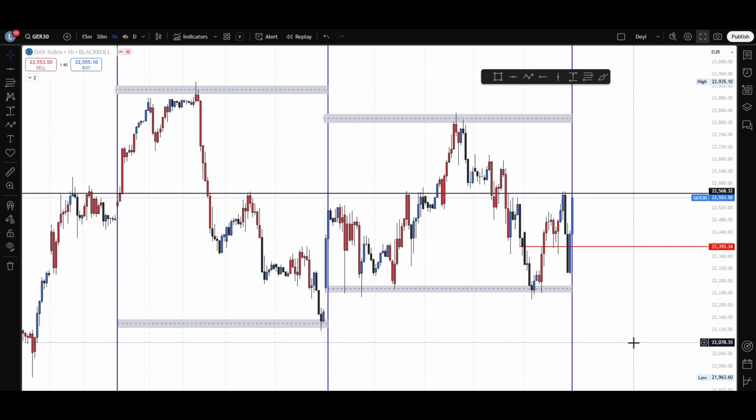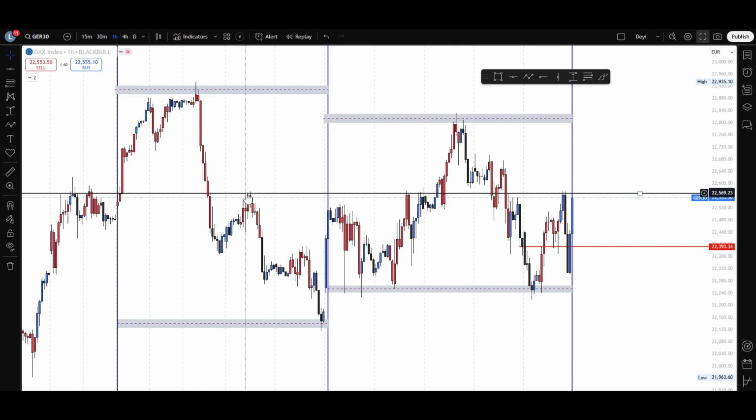If the market doesn't give you a clear price action or setup, you don't have to trade. Just wait, because some days are going to give you a clear structure. Then you can just execute the trades. So this was a very important level, and this was a very important level.